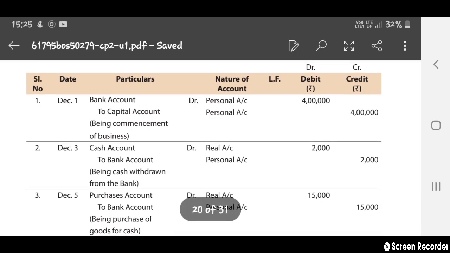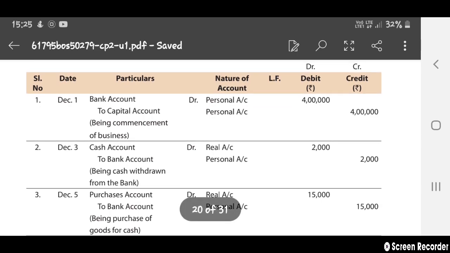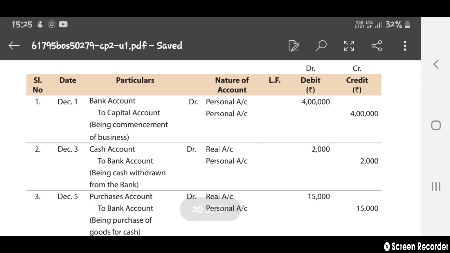Next, the second journal they have asked is December 3, cash account to bank account. They have transferred 2000, being cash withdrawn from the bank. They have withdrawn the cash from the bank for buying products or goods.